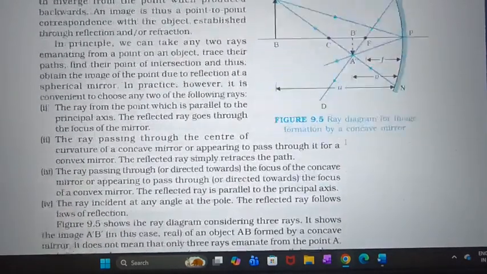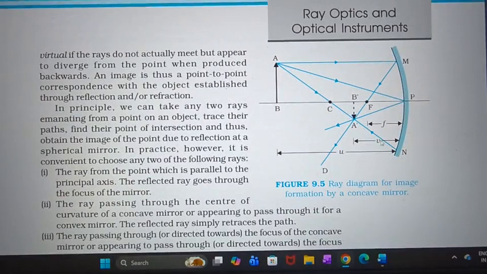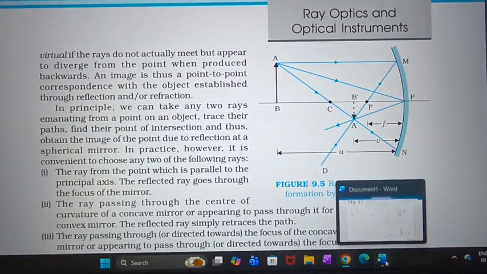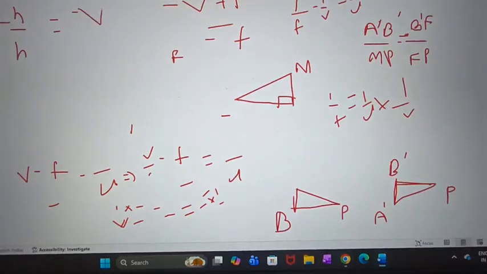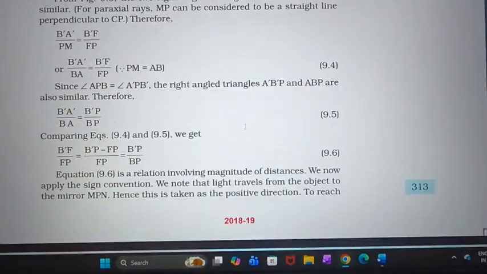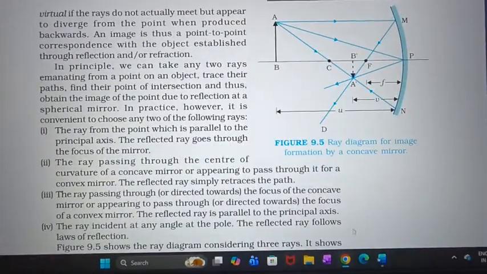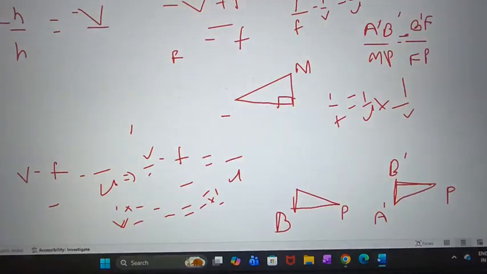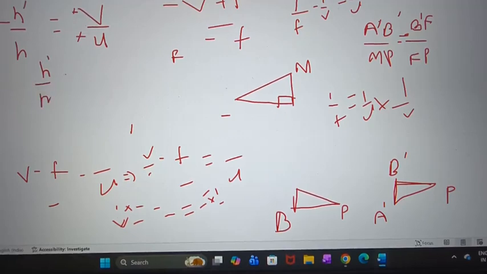B dash P is nothing but the image distance. So it will become negative v because it's towards the right. Negative v divided by BP, and BP is the object distance, again towards the left side, so it should be negative u. This negative symbol got cancelled out. So it will basically be h dash upon h, image distance by object distance, equal to negative v upon u. This is nothing but the magnification.